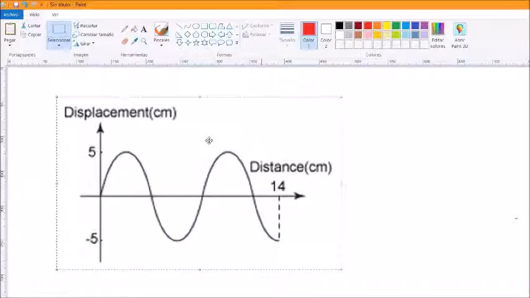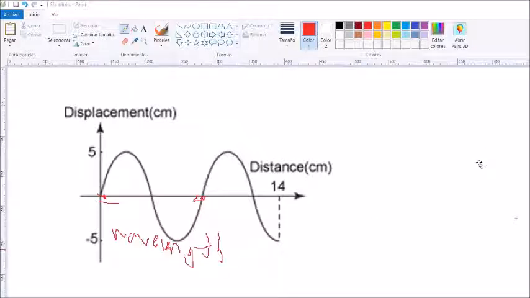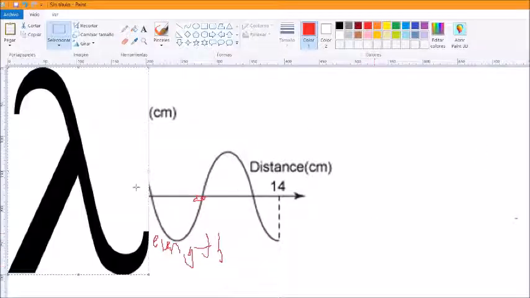In order to know this, we must know how far the wave goes after one cycle or one period. As we learned in the last graph, the period is this, from here to here. So the distance from this point to this point is the wavelength. That is represented also with the symbol lambda.